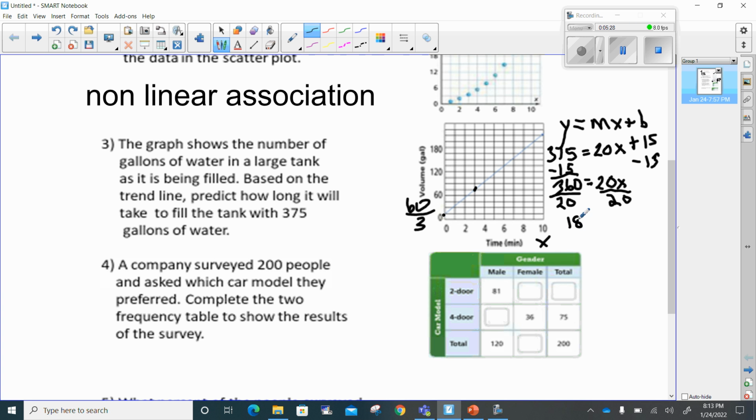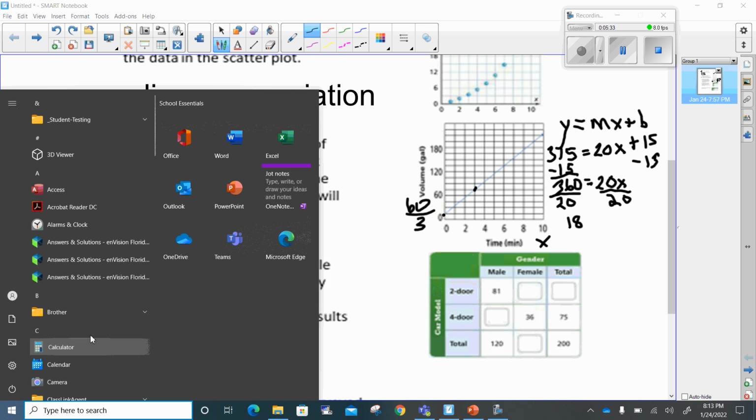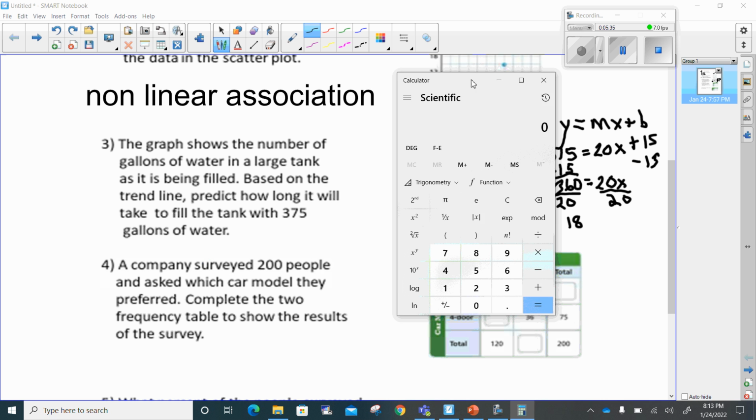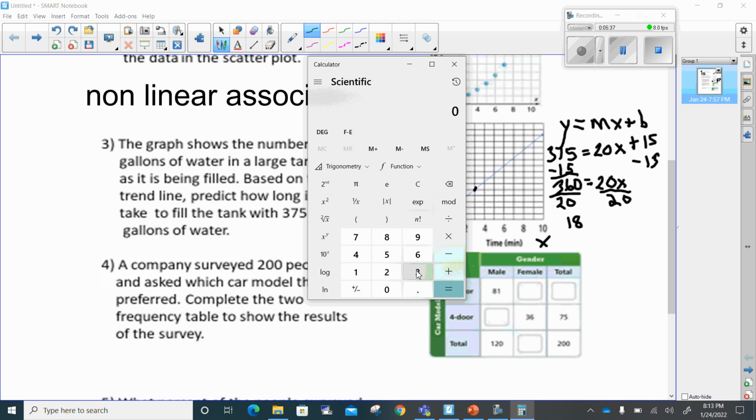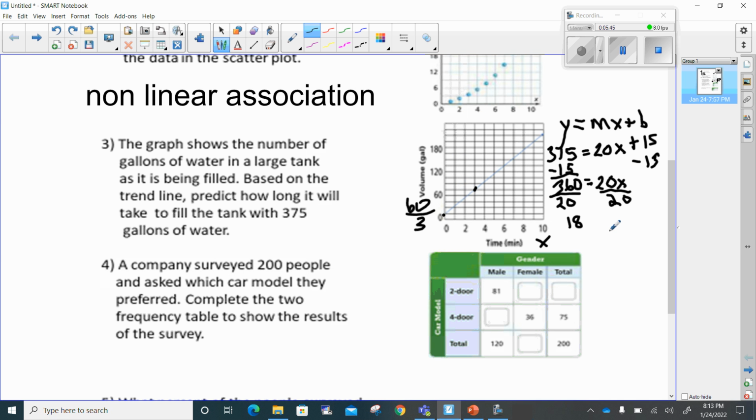I'll make double sure of this by using my calculator. 360 divided by 20 equals 18. So x is 18. Since x represents minutes, that would be 18 minutes. How long will it take to fill a tank with 375 gallons of water? 18 minutes.